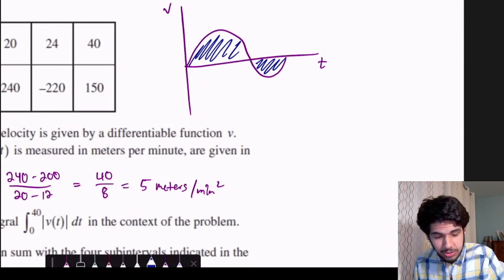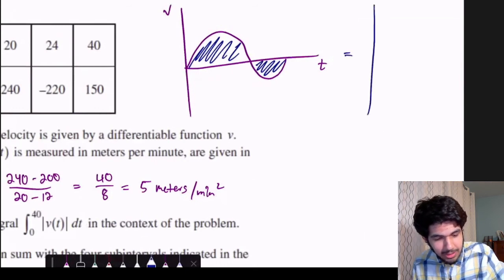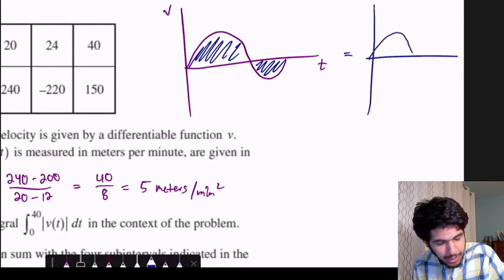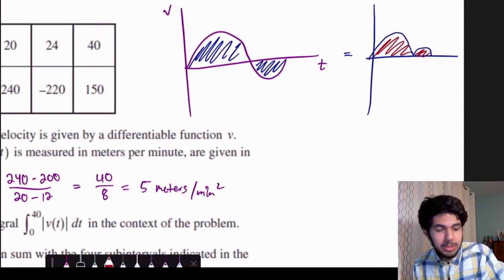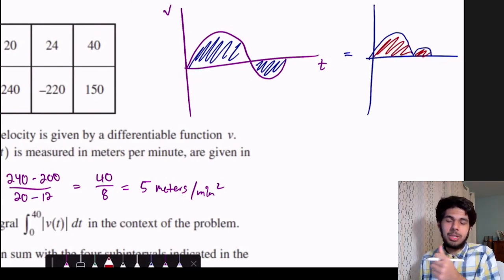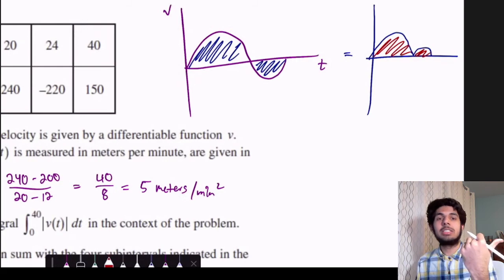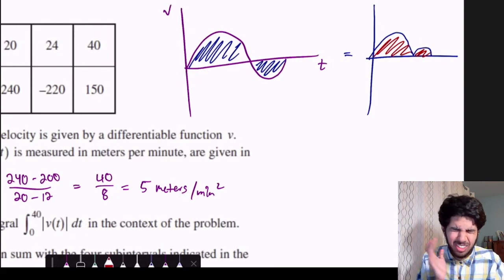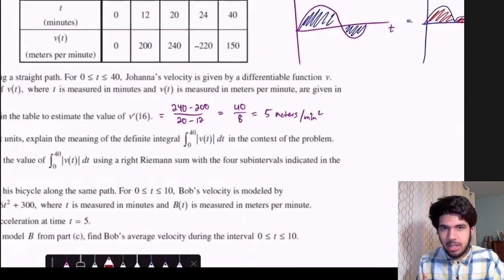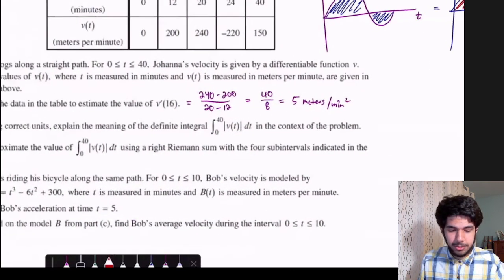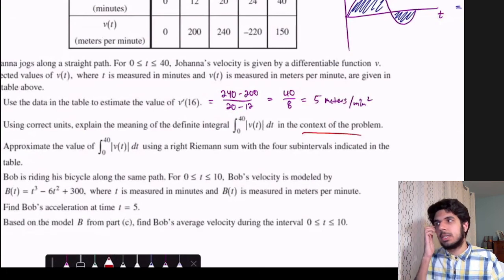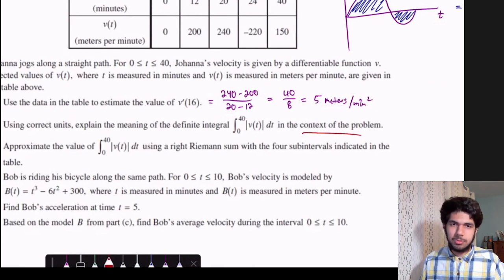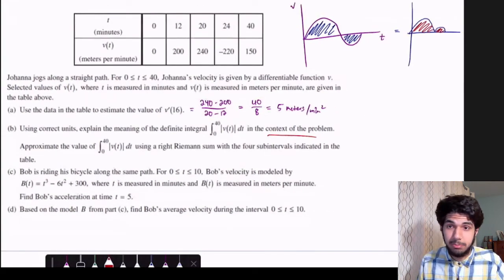For absolute value, that would be equivalent to finding the same graph, but now that hump becomes positive, so that would be the total distance traveled. Because now we can think that instead of turning around, she continues going straight, and that would be distance. So that's a quick little sketch of why it's distance, but that's why we have to be careful. So I'm not going to write that out, but the answer would be like the total distance that Johanna jogs in the interval from 0 to 40. It's measured in meters because it says to use correct units.